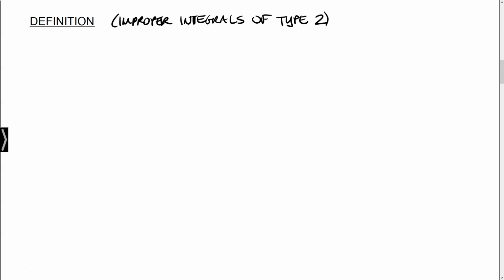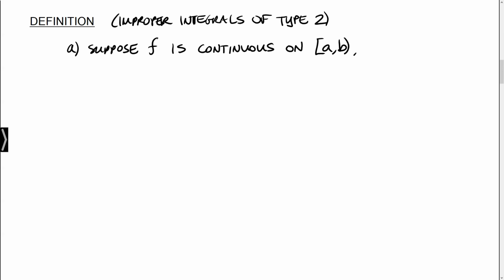All right, so we do need to state these definitions. So let's start with the first case, which is if there is an infinite discontinuity at the right endpoint. So we're going to suppose that f is continuous on the half-open interval from a to b, including a, but not b, and discontinuous at b. Then we're going to define the integral from a to b.